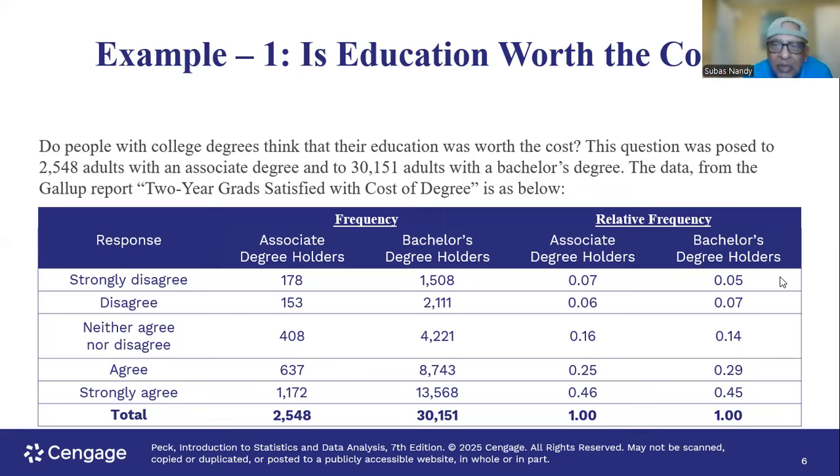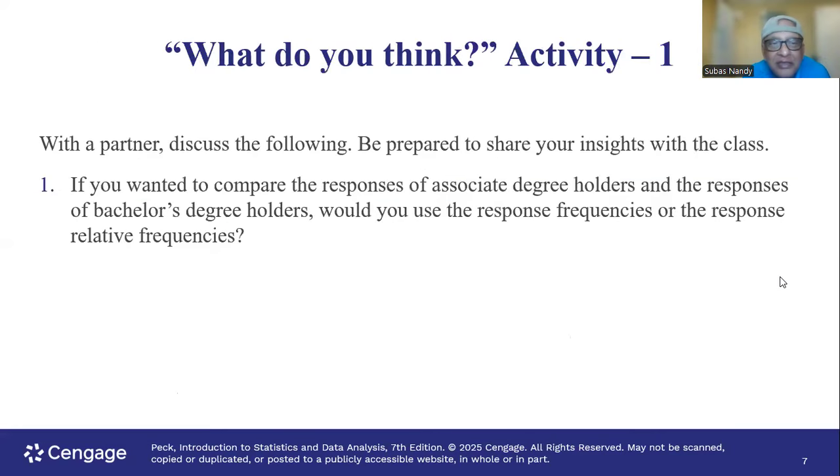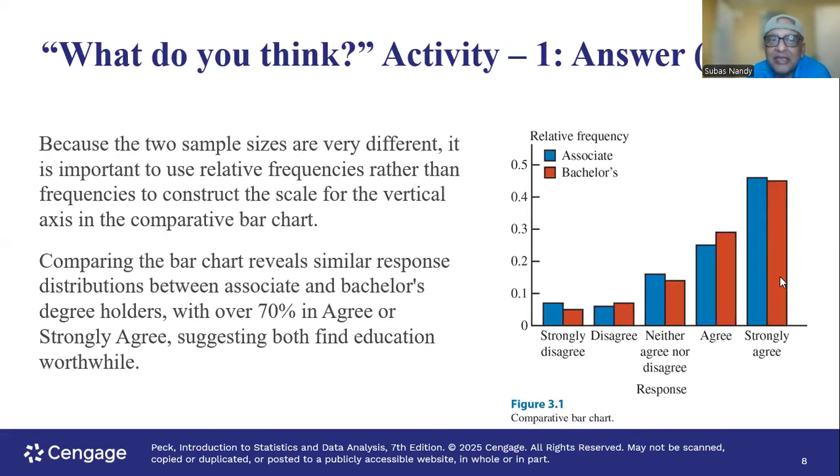So now we can make a bar chart and compare the difference in the heights of the bars. The relative heights of the bars, in this case, will be the relative frequency in each category of response between associate degree and bachelor's degree. So your goal is to compare the relative frequency of response in each category of response between associate degree holders and bachelor's degree holders, as you will see. Okay. So here it is.